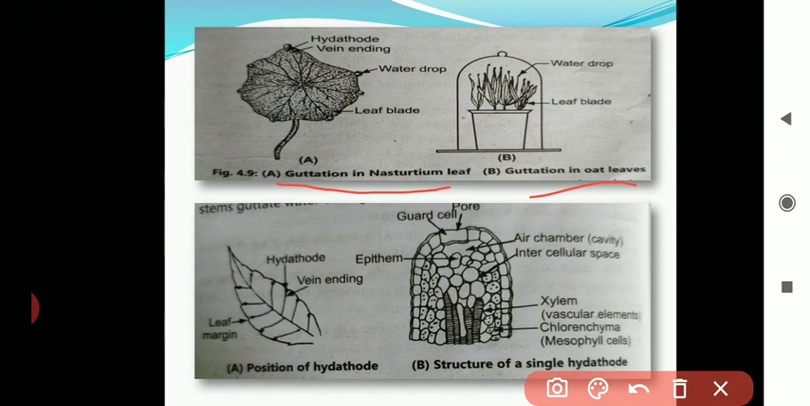Therefore the excess of water escapes through a structure called hydathode.